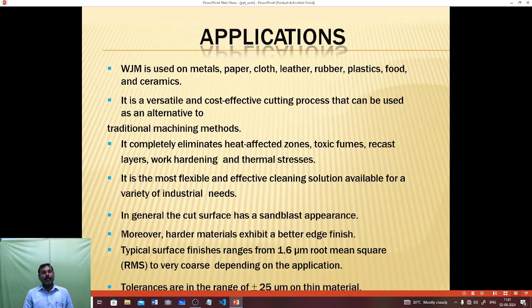Applications: water jet machining is used on metals, paper, cloth, leather, rubber, plastic, food and ceramics. It is a versatile and cost effective cutting process that can be used as an alternative to traditional machining methods. It completely eliminates the heat affected zone. It is the most flexible and effective cleaning solution available for a variety of industrial needs. In general, the cut surface has a sandpaper appearance. Moreover, harder materials accept a better edge finish.